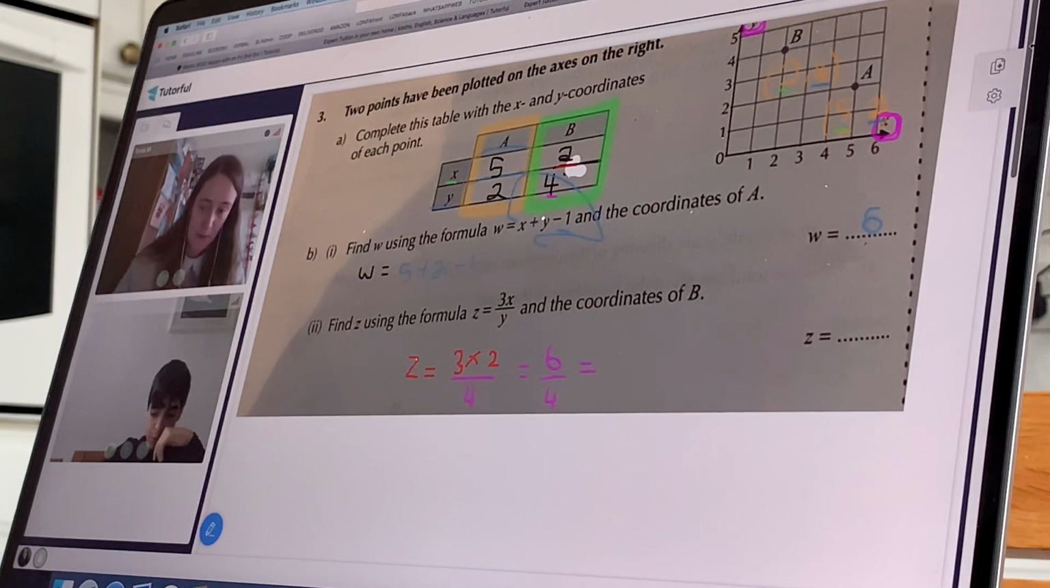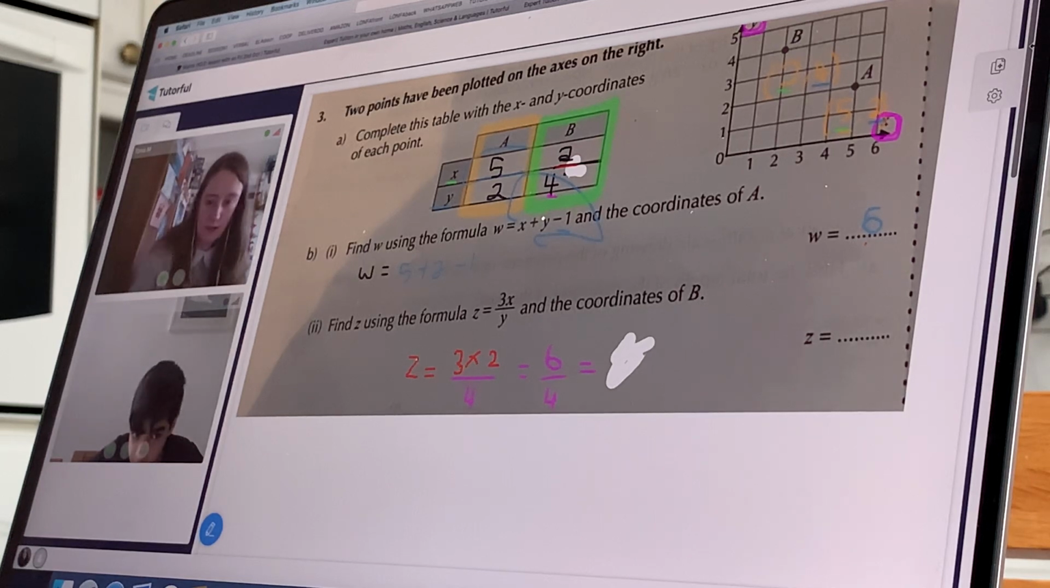Would it be 1.2? Because it will be 4 and 6. 4 doesn't go into 6 evenly. No, it doesn't. So we can simplify this. Hang on a minute, I can look this up. We can simplify this by dividing the top and the bottom by 2, because 2 goes into both of them. Yes. We can get 3 over 2.